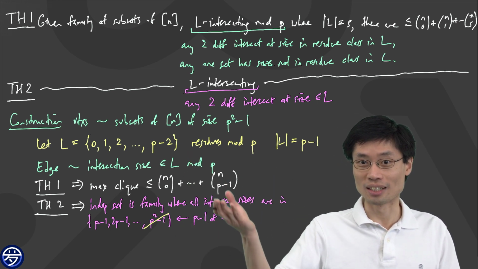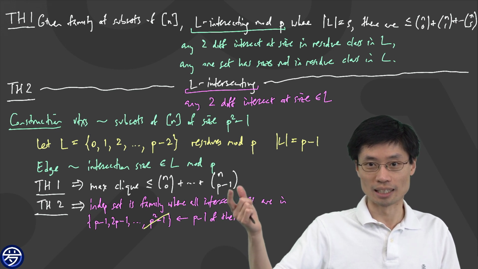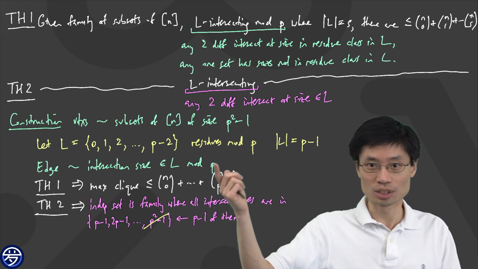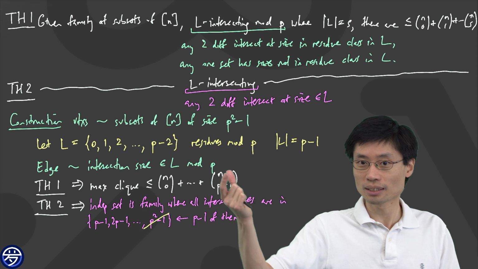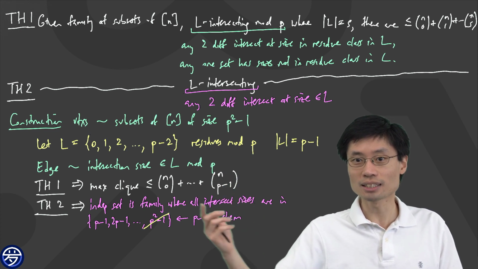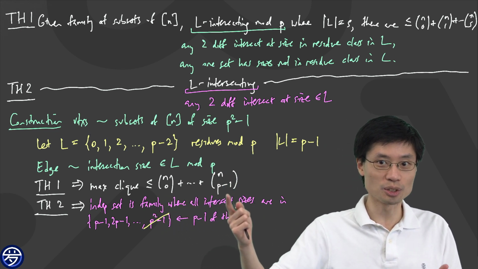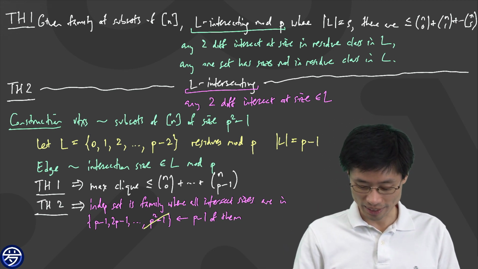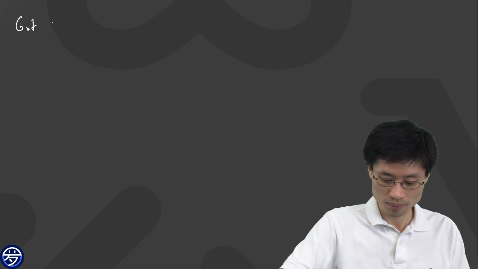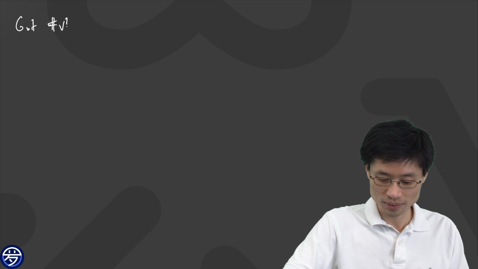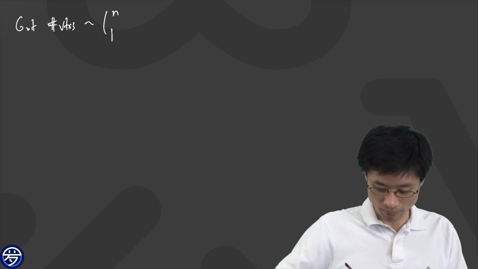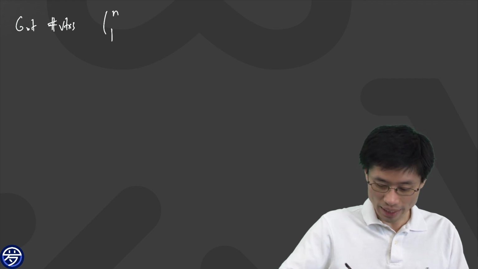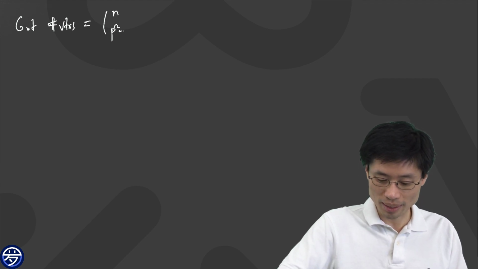So now what we found out is that if I happen to use this p squared minus 1 as the size of my set, then the biggest clique and the biggest independent set has size at most, asymptotically, about n choose p minus 1. So that's going to be the asymptotic we're playing with. Okay? So what do we have now? We got the number of vertices is equal to n choose p squared minus 1.